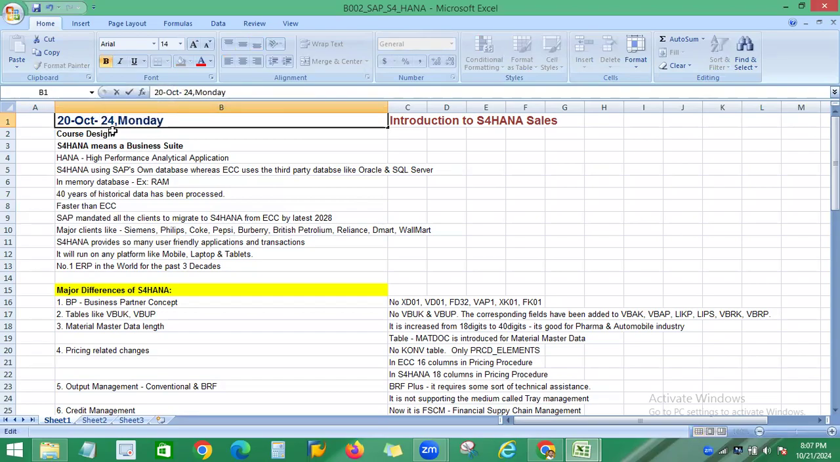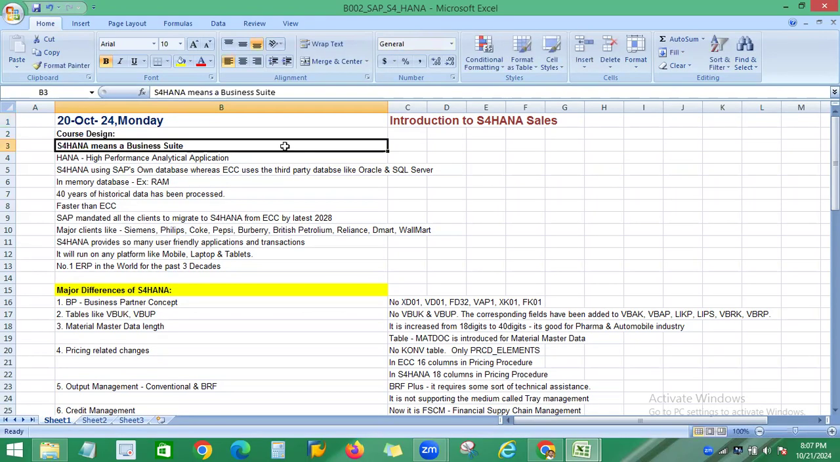So if you see, SAP S4HANA is one type of business suite. Here, S means generation, and 4 means fourth generation. Till the third generation there was SAP ECC, so because of that it is called S4 HANA. And it means business suite.